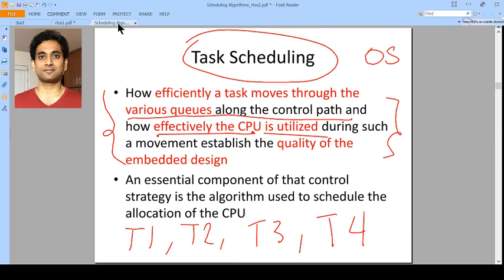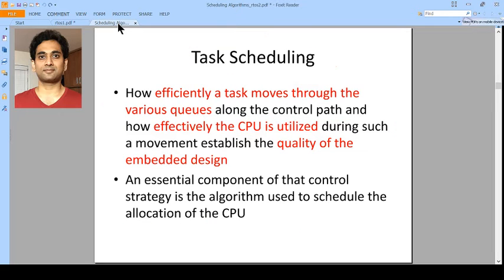So with that in mind, let's understand that how efficiently a task moves through the various queues along the application, and how effectively the CPU is utilized, are of critical importance to establish the quality of embedded system design.